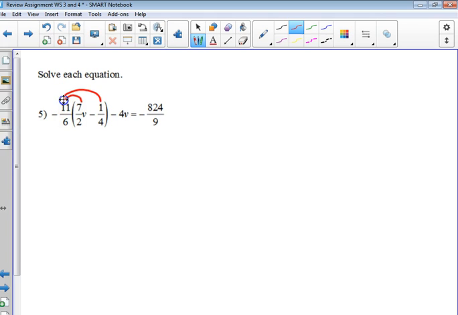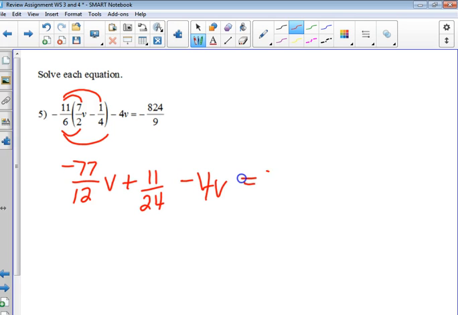Multiply this through first, and what do I get? Negative 7 over 12. B And then a negative times a negative will make this positive 11 over 24. Okay, we have a minus 4v equals negative 829 over 9. Now what? 824, thank you, I can't read.